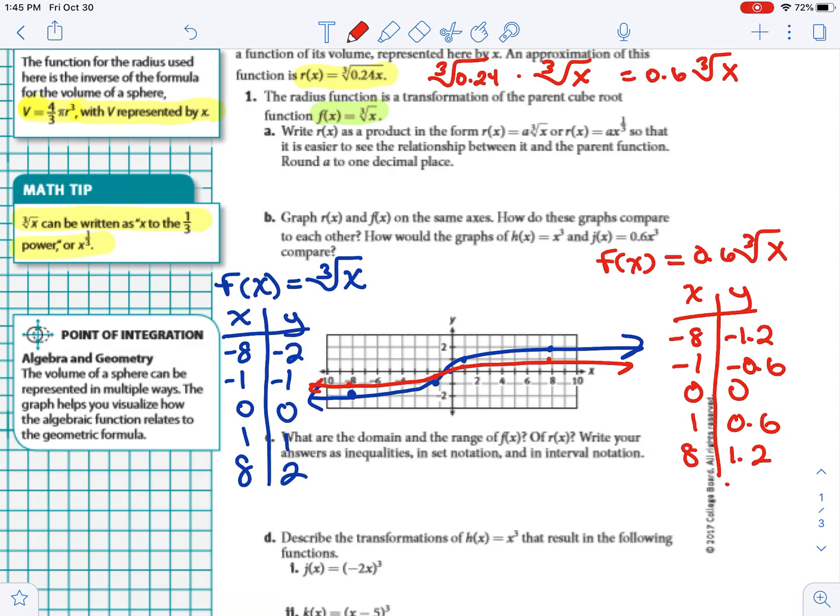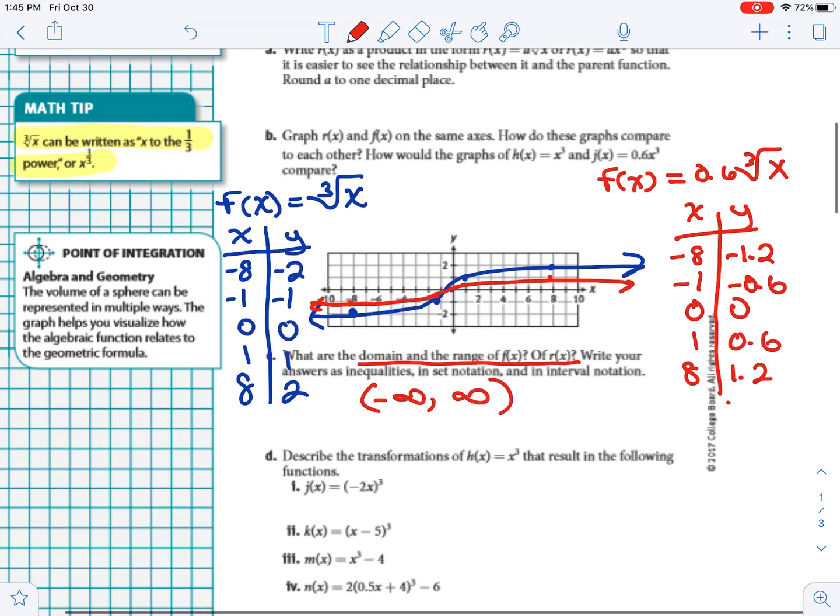Next, they ask us about domain and range of f of x and r of x. And if you look at these, there's no restrictions. There's no breaks in the graph at all, from -infinity to +infinity, and that'll be for both, -infinity to +infinity.